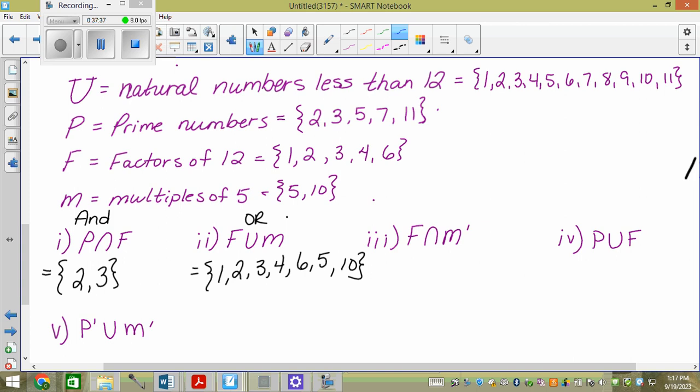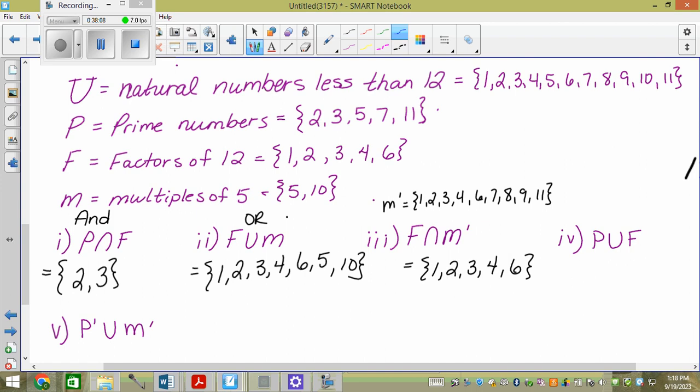Okay, this one is what's in F and not M. So if you want to, you can write what's in not M, the complement of M: 1, 2, 3, 4, 6, 7, 8, 9, and 11. So now, what do F and the complement of M have in common? 1, 2, 3, 4, and 6. Actually, all of F they have in common, right?